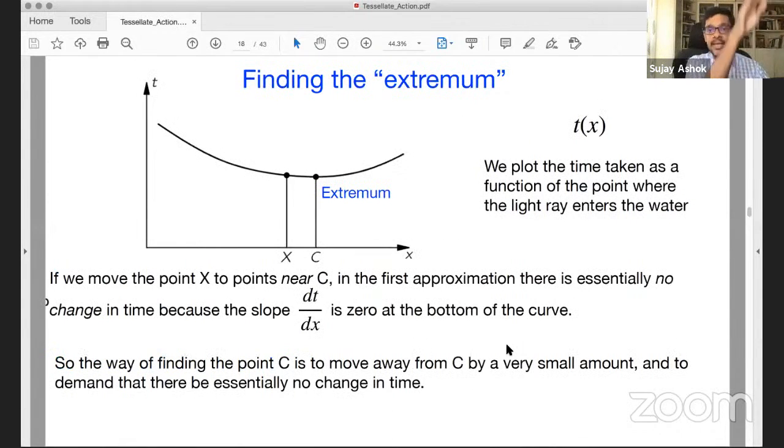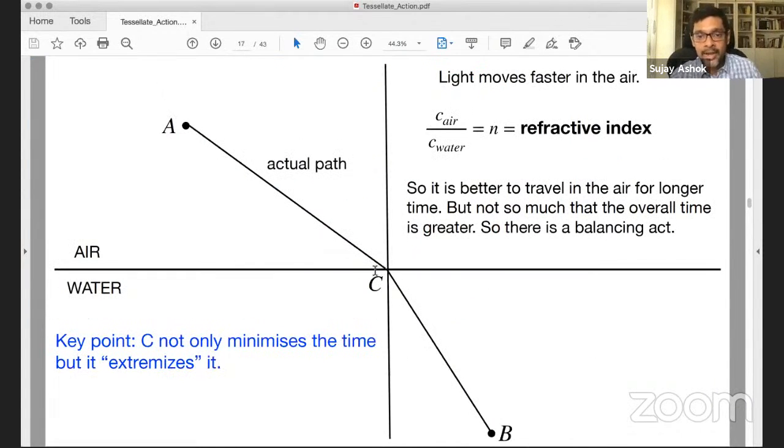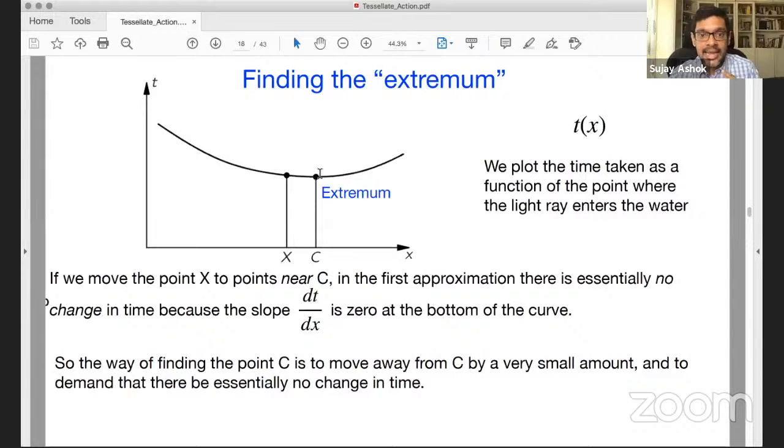So here I've plotted the time taken by light, and on the x-axis, I've plotted where the turning point is, I mean, the point at which it enters water. So this point C is here. So I'm trying to move C around to see how the times change. And I want to find the point C at which it is the shortest time. And I'm telling you that what it really means is that any small motion away from C will cause an increase in time. If you go far away from C, time is definitely increased.